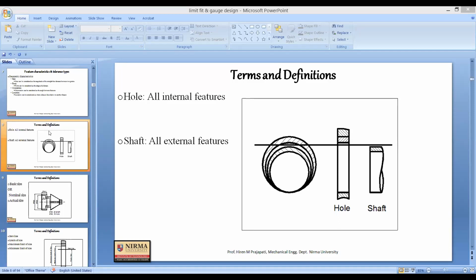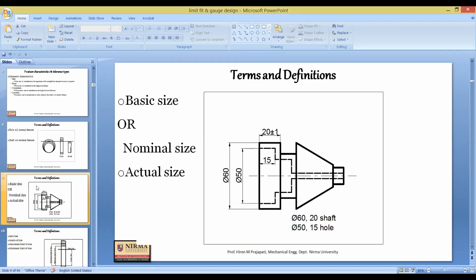So we are beginning our next session on limits, fits, tolerance and gauge design. In the previous session, we discussed some basic terms and definitions related to limits and fits. In that, first is hole. All the internal features are considered as a hole. Shaft: all the external features are considered as a shaft. Then basic size. Basic size and nominal size are the required dimension as per the drawings.